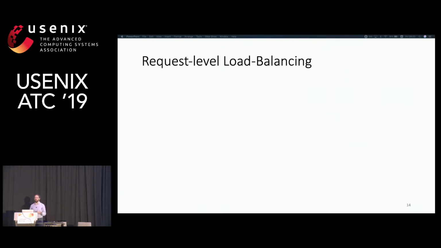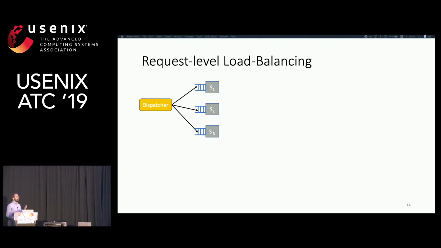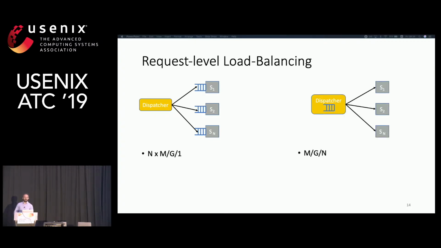But first, let's step back and take a closer look at load balancing and try to understand what's going on. There are 2 main design patterns regarding load balancing. In the first one, we have distributed queuing. The dispatcher forwards requests to the servers, and each server has its own queue. The simplest policy to forward requests is just random, and in this case, we're talking about n independent M/G/1 systems. On the other hand, we have centralized queuing, where all the requests get queued up in a central dispatcher, and then servers pull from this dispatcher. In this case, we're talking about an M/G/n system.